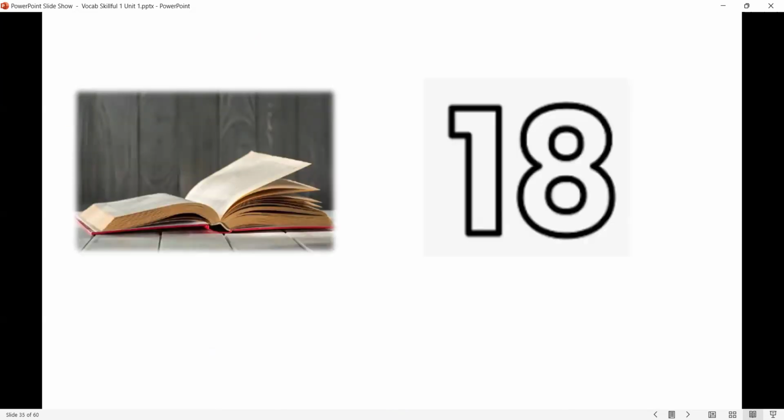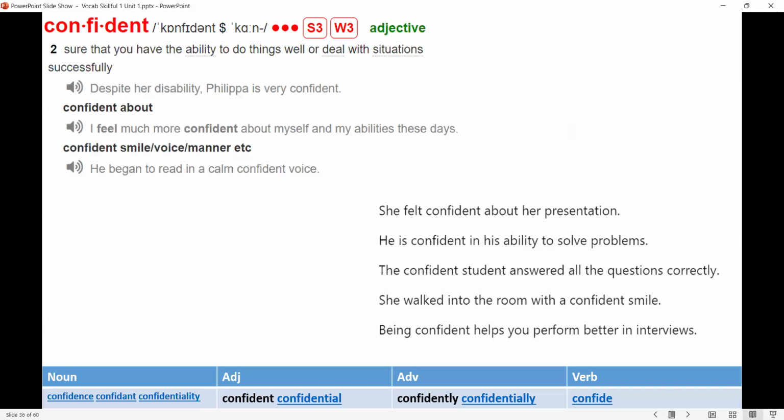Page 18. Confident. When you're confident, you're sure that you have the ability to do things well or deal with situations successfully. You can be confident about something or feel confident. Example, she felt confident about her presentation.